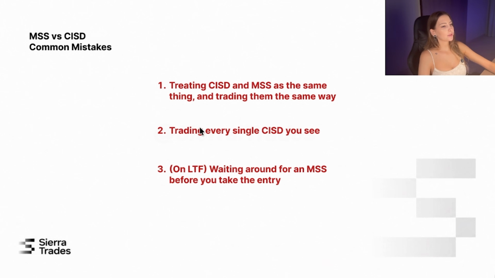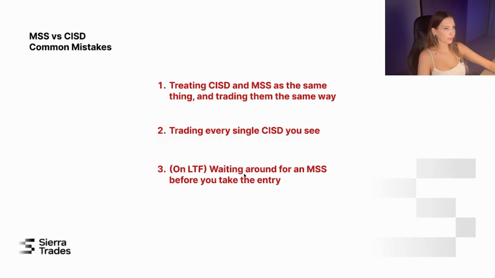The second mistake is trading every single CISD you see. CISD has a higher false signal rate on its own, and without the higher time frame, a lot of CISDs just reverse without ever leading anywhere. And the third mistake, especially if you're on the lower time frames, is waiting for an MSS before you take the entry. Because on something like a 1-minute chart, the MSS often shows up too late. So this is why you should use the CISD for your entry on the lower time frames and use the MSS to confirm the bigger picture.